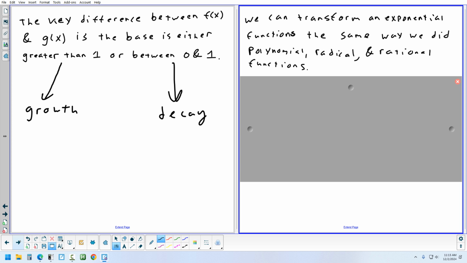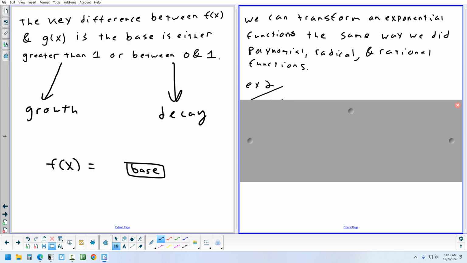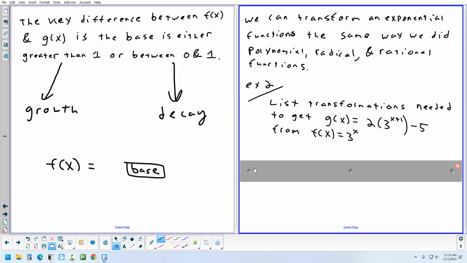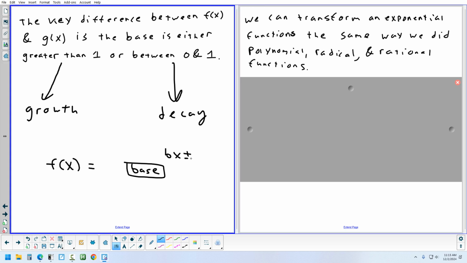All right, so I'll put up a chart. In this chart, it doesn't matter what the base is. I'm going to do an example in a minute where the base is 3. But the base doesn't affect the transformations. It's everything else around it. X, A, D, times C. So we just want to make sure we know what the A, the B, and the C and D do.